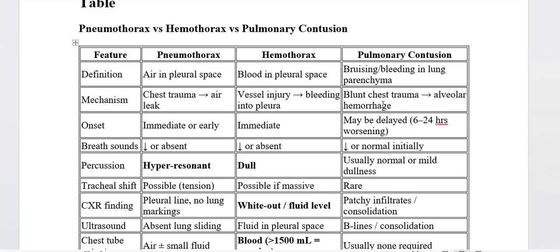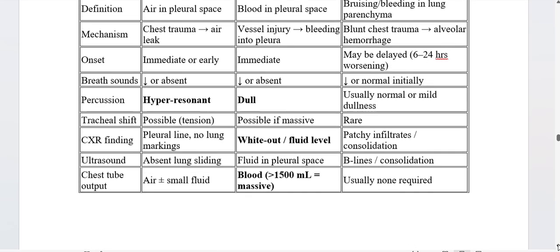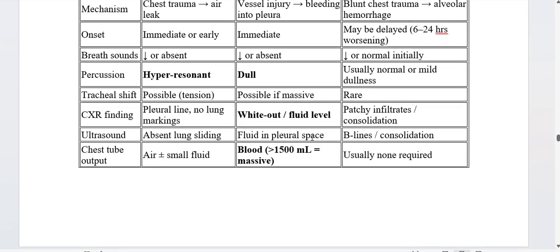Percussion is hyperresonant in pneumothorax and dull in hemothorax, because it's a liquid. Tracheal shift is possible if massive, but rare. X-ray findings: pleural line with no lung markings in pneumothorax; white-out with a fluid level in hemothorax, as fluid looks white; and patchy infiltrates and consolidations in contusion. Ultrasound: absent lung sliding in pneumothorax, fluid in the pleural space in hemothorax, B lines and consolidation in contusion.